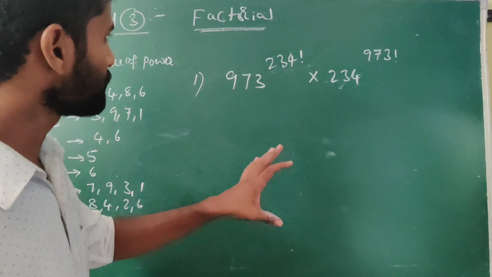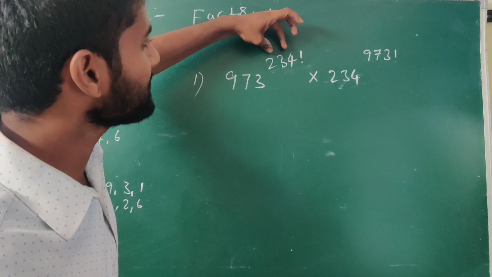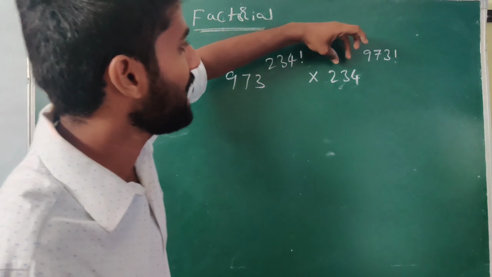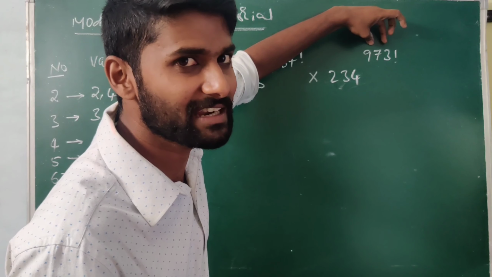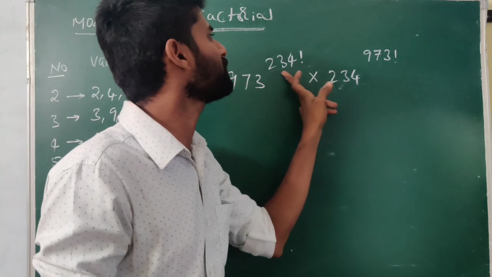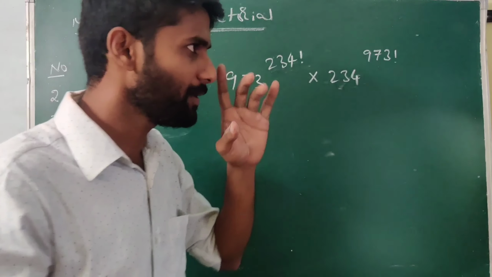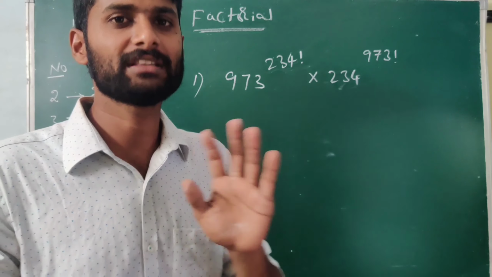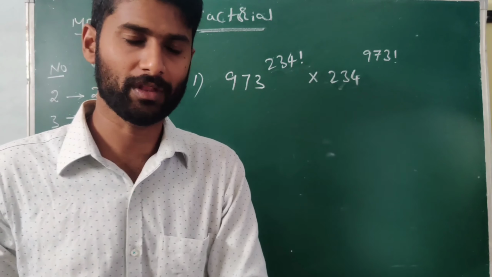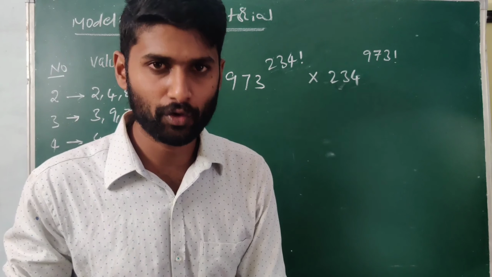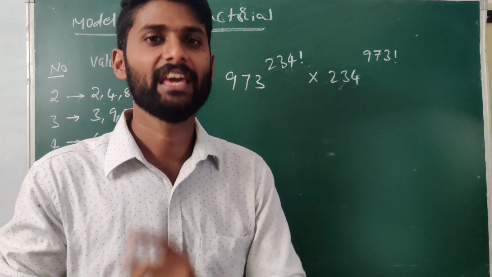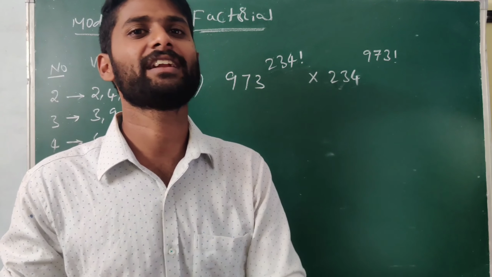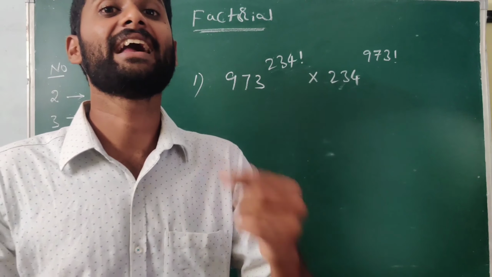Just see this question: 234 factorial, whole power 973 factorial. We don't know the value of 234 factorial, but we know the concept. If any value is greater than 4 factorial, the number is always divisible by 4. If it is divisible by 4, we get 0 as a remainder. If we get 0 as a remainder, definitely the last value is the repeated value.